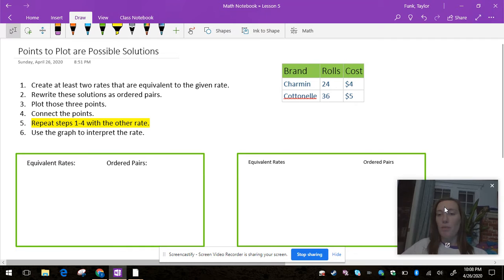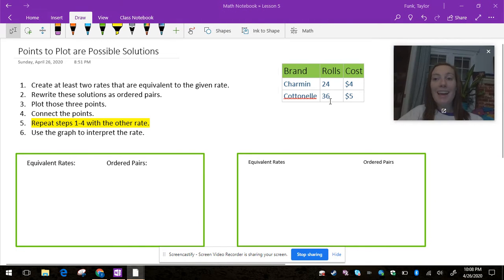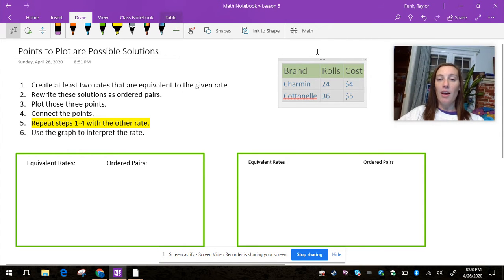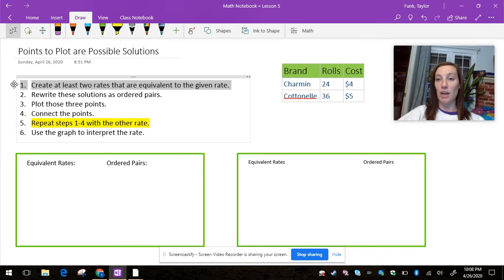All right, so I'm going to move my face. I'm starting with these rates right here in honor of coronavirus toilet papering. A package of Charmin, let's say you get 24 rolls for $4, or Cottonelle, you get 36 rolls for $5. You're deciding which one is the better buy. So step 1 says to create at least 2 rates that are equivalent to the given rate.